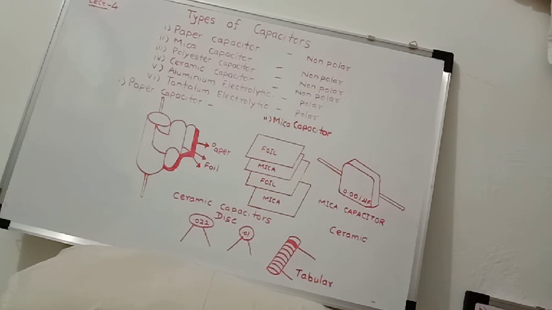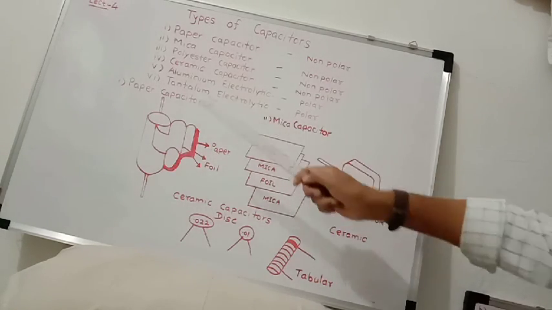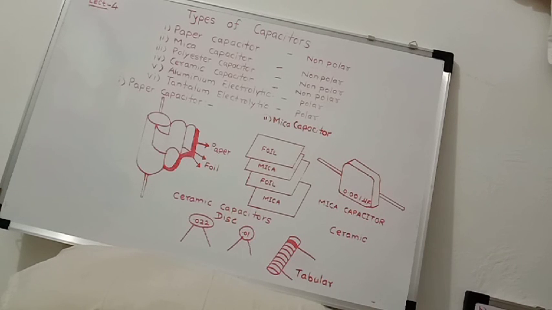The main advantages of the tantalum electrolytic capacitor are long life, stable operation, and greater temperature range. The disadvantages are high cost and low operating voltage range. These are the disadvantages of tantalum electrolytic capacitors. So we will stop here.